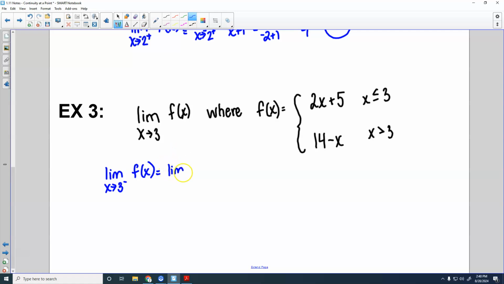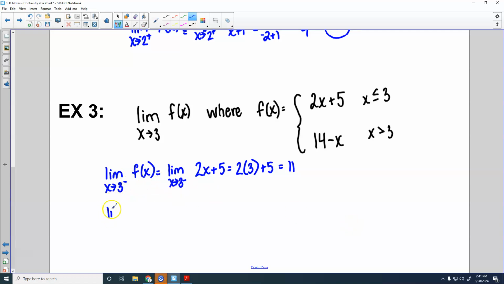And then you'll have the limit as x approaches 3 from the left. From the left, which function should I use, the top or bottom? Top. So I'm going to use 2x plus 5. Most of these are going to be simple direct substitution problems. So 2 times 3 plus 5 is going to give us 11 from the left. Now, I was going to say you need to specify that's the left side, but you have it right here.